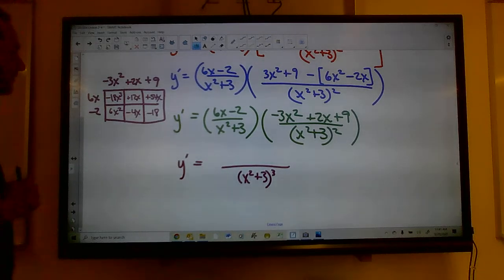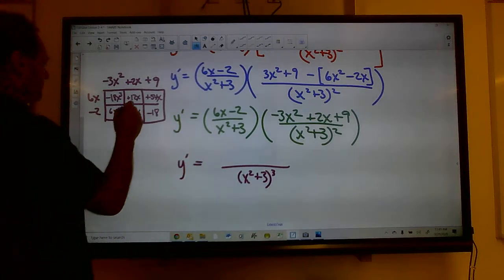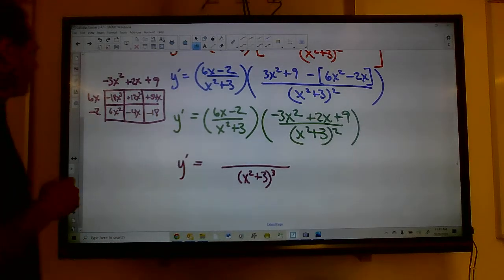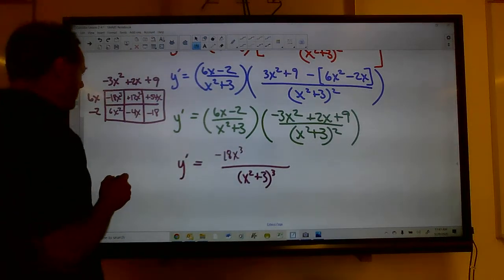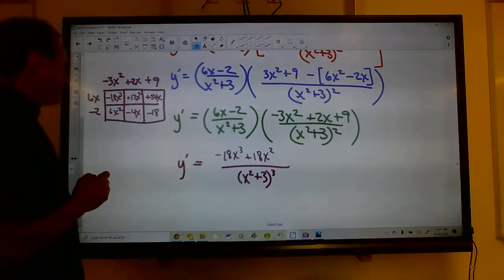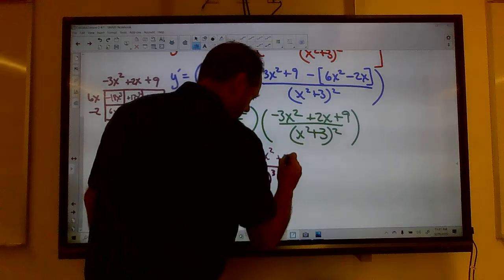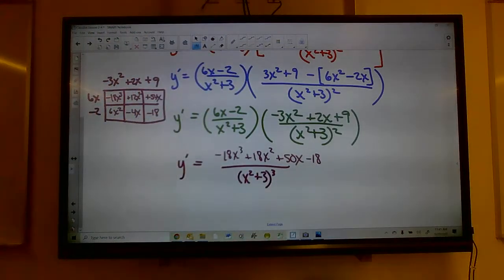So if I multiply out the numerators of this thing, this should be 12x squared right here. This should be minus 18x cubed plus 18x squared plus 50x minus 18. And you're done. All right.